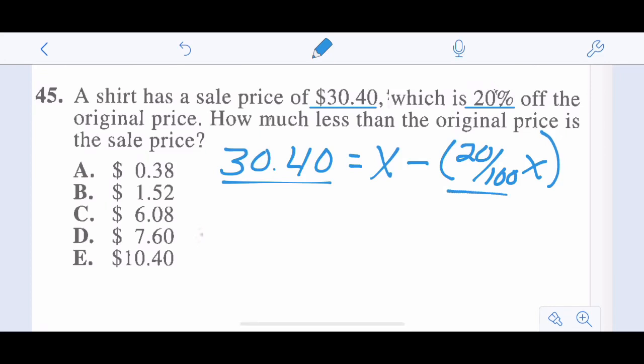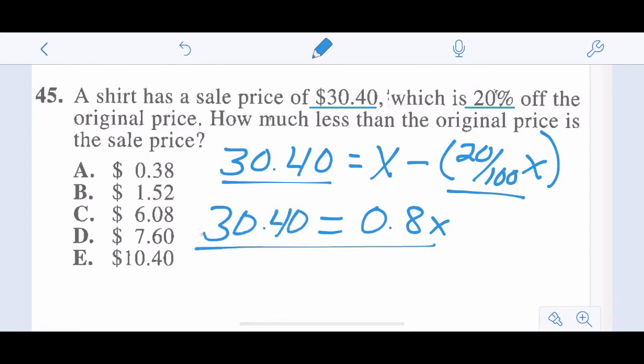I always like to do percent as fractions so you don't make a mistake, because if you said 2%, that would be 0.02 and not 0.2. And I know ACT sometimes does things like that to mess with you. All right, so $30.40 equals 0.8x, because x minus 0.2x is 0.8x, or 1x minus 0.2x. And then $30.40 divided by 0.8 gives us x equals $38.